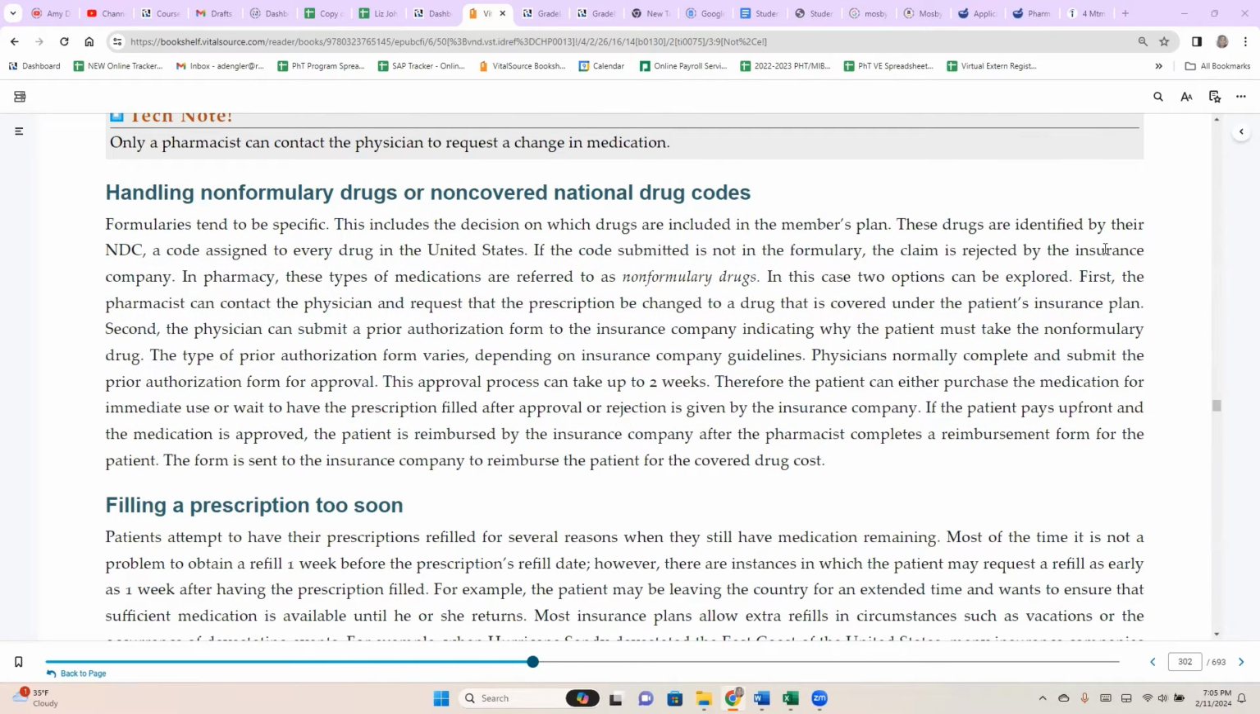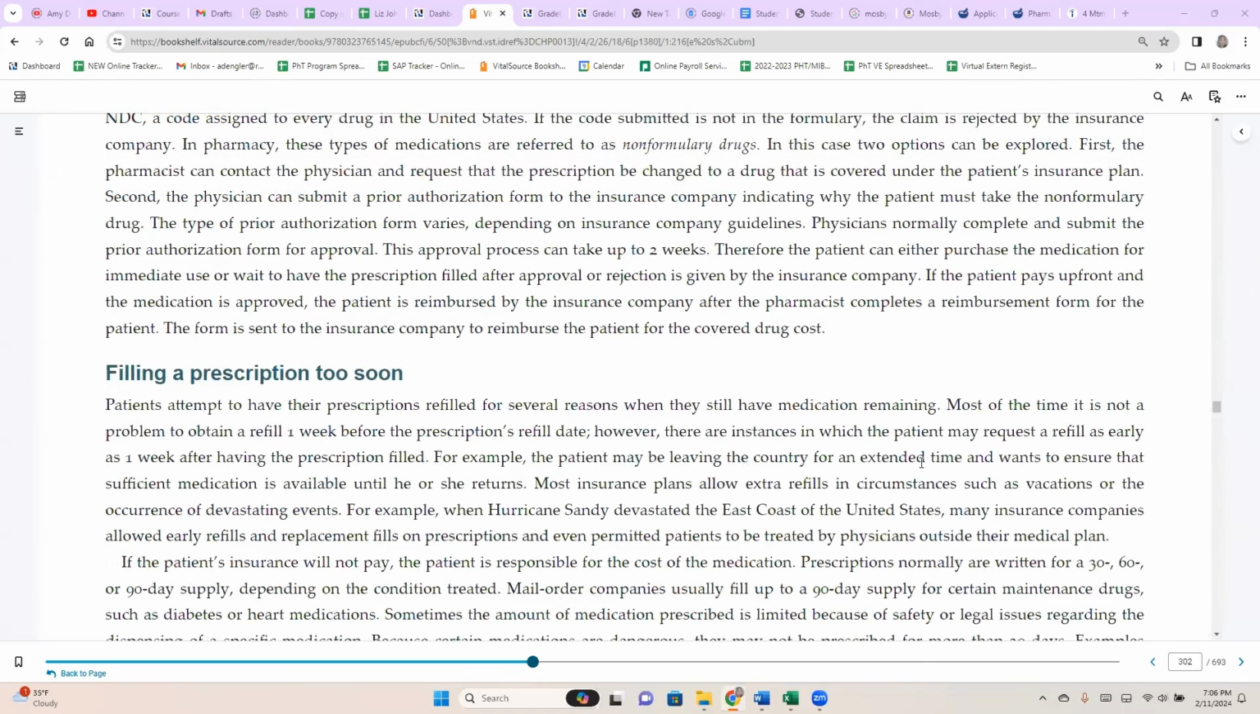In this case, two options can be explored. First, the pharmacist can contact the physician and request that the prescription be changed to a drug that is covered under the patient's insurance plan. Second, the physician can submit a prior authorization form to the insurance company indicating why the patient must take the non-formulary drug. The type of prior authorization form varies depending on insurance company guidelines. Physicians normally complete and submit the prior authorization form for approval. This process can take up to 2 weeks.